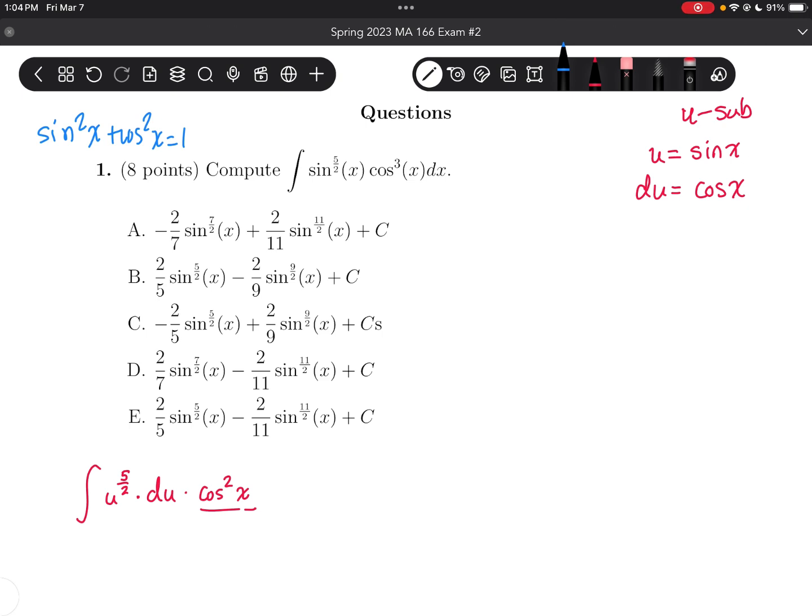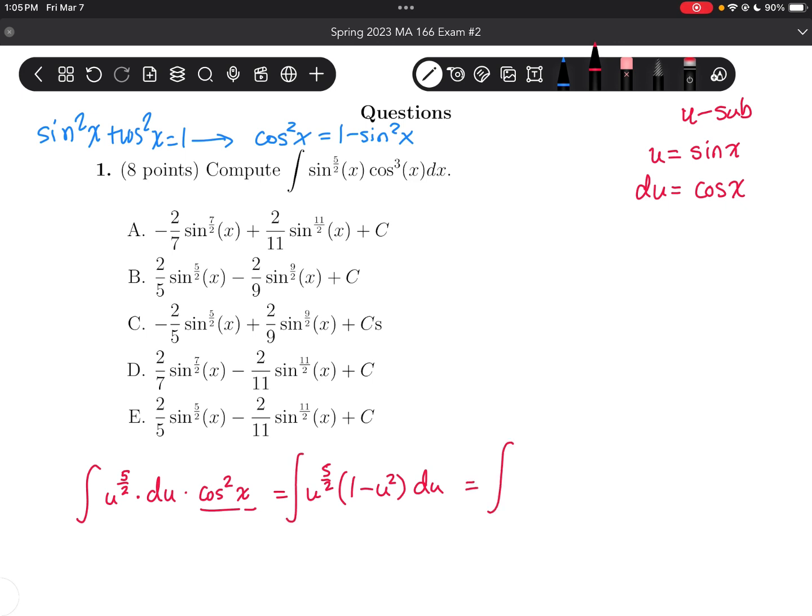Anytime we're integrating trig functions, it's really important to remember all of those various different identities because they can be used to simplify our expression. So in this case, cosine squared x is equal to 1 minus sine squared x. So now I can take this cosine squared x and replace it with 1 minus sine squared x, and then we can use u sub. After replacing it, sine x equals u, so I get u to the power of 5 halves times 1 minus u squared.